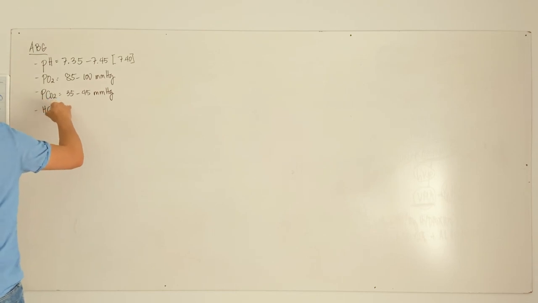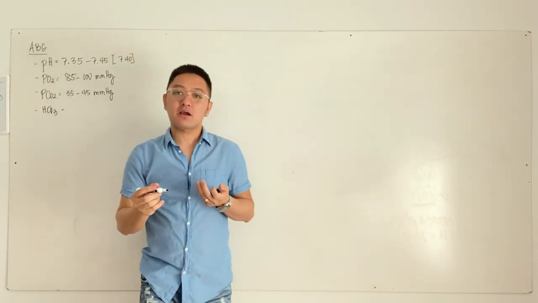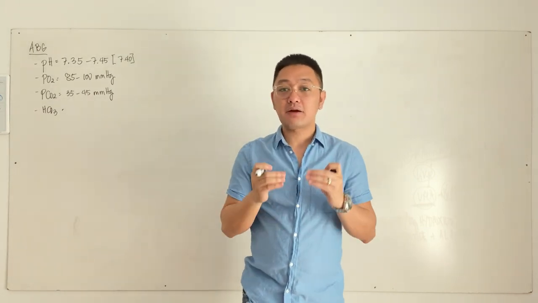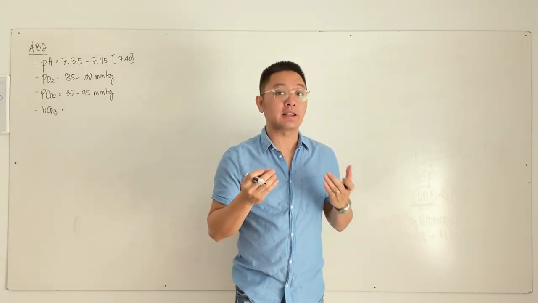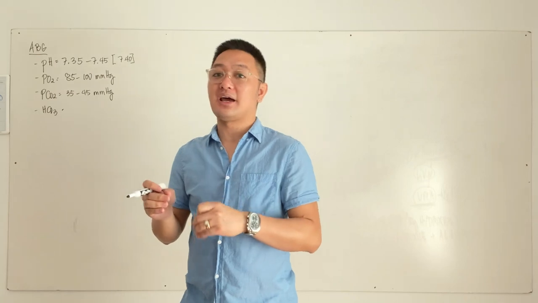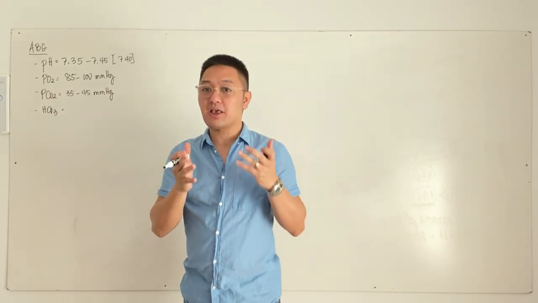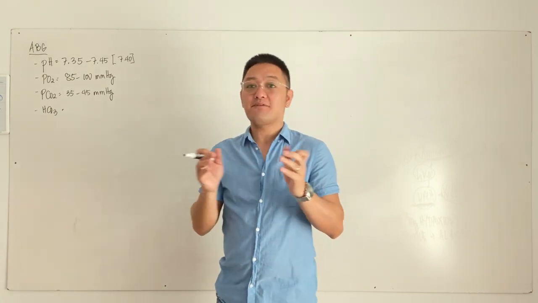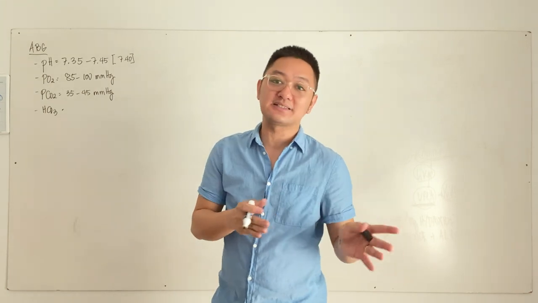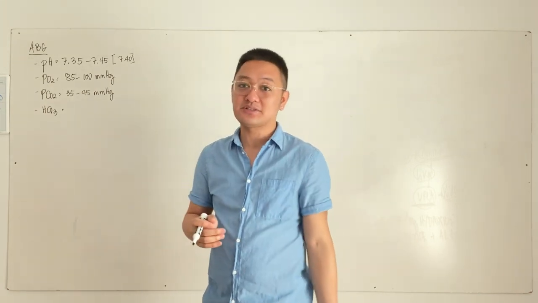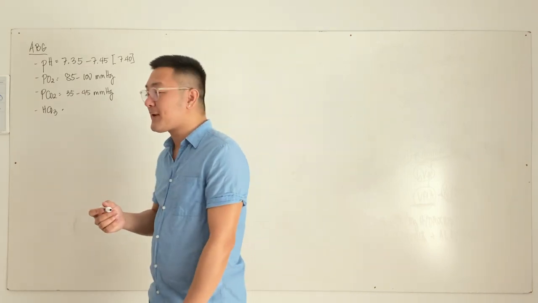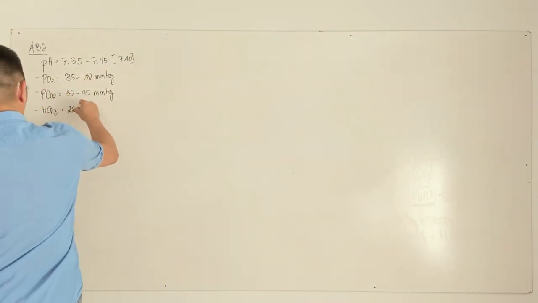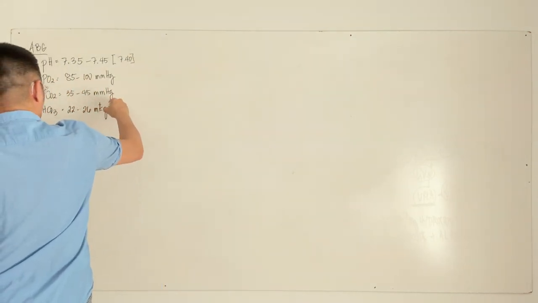And last is your bicarbonate, which is your HCO3. Your bicarbonate is produced by the kidneys, and it is part of the buffer system. The very nature of bicarb is that it is a form of alkaline. Therefore, if it is alkaline, it neutralizes acidity. So too much bicarb can cause alkalosis. Am I right? If you don't have bicarb at all, nobody will neutralize acidity, so that is why the patient will end up having acidosis. So the normal bicarbonate ranges from 22 to 26 milliequivalents per liter.